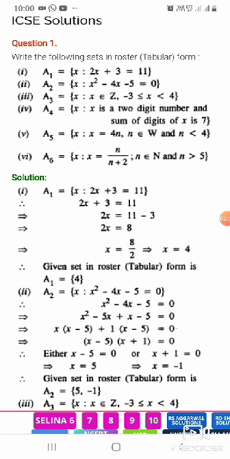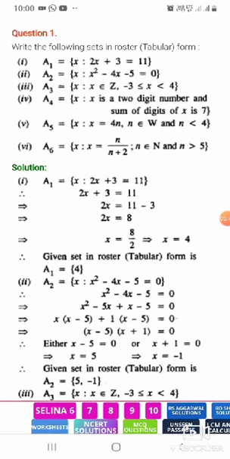Now take 2x plus 3 is equal to 11. Let us send this 3 to the RHS. Then 2x is equal to 11 minus 3, so 2x is 8 and x is equal to 8 by 2, that is x is equal to 4. Since x is equal to 4, there is only one element in this set. This set consists of a single element, that's why it is a singleton set. Now writing it in tabular form or roster form, A1 is equal to, in flower brackets, 4 as the element, so A1 is equal to {4}.